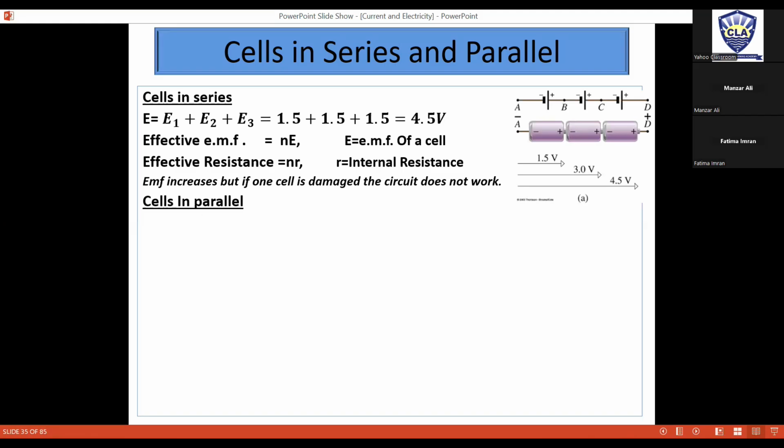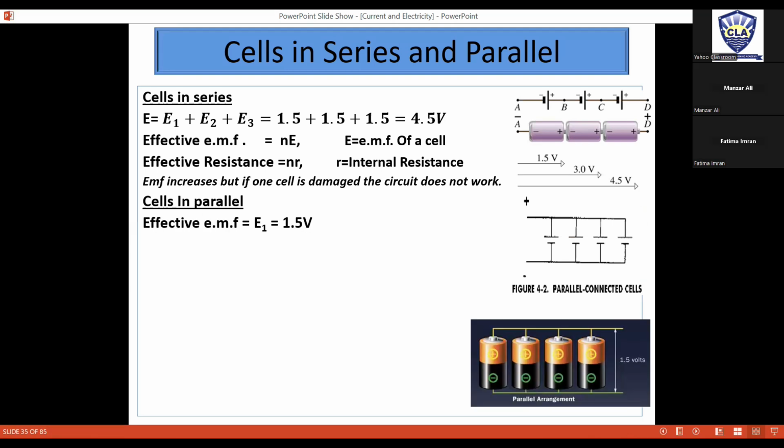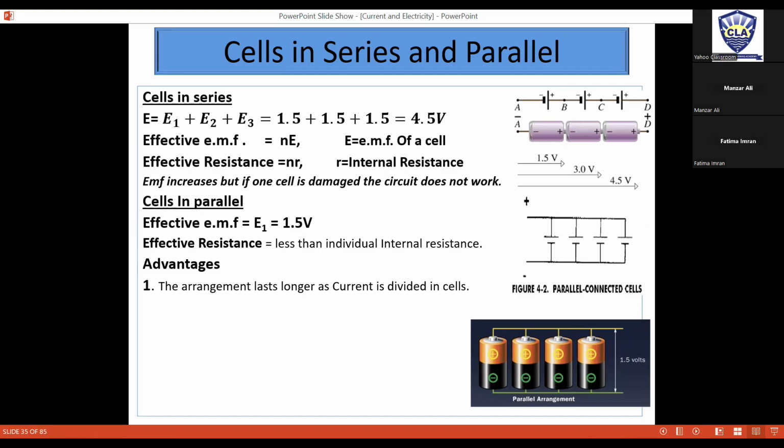Cells in parallel, one after the other, they all are parallel. Output will be the same, that is 1.5 volt. What is the advantage? The advantage is that each cell will contribute towards the main current, so the arrangement lasts longer because each cell will contribute to the main current. If we are using just one cell, it will be depleted in less time. So this is one advantage, that it will last longer.